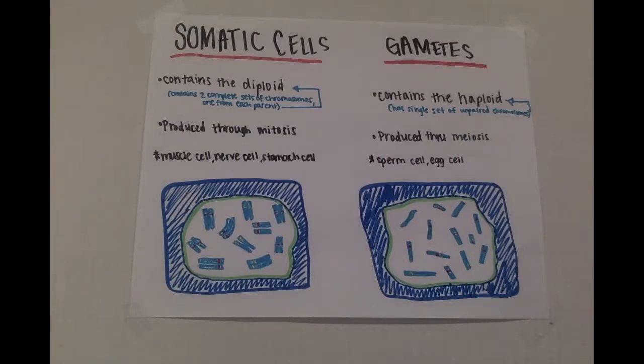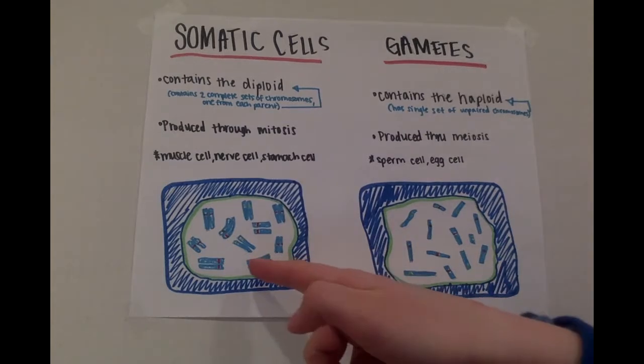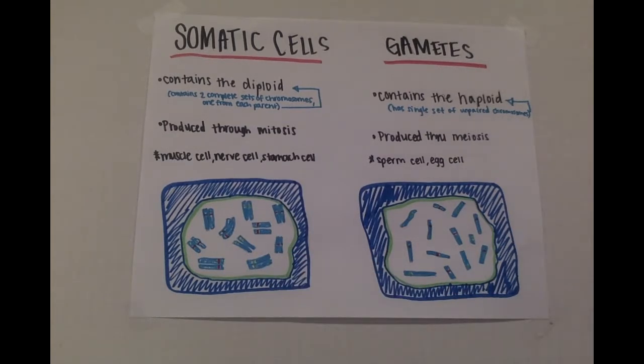In this next point, I'm going to talk about somatic cells versus gametes. A somatic cell contains the diploid, which is two complete sets of chromosomes, one from each parent, such as this, while the gamete contains the haploid, or has a single set, just like this. It's unpaired.